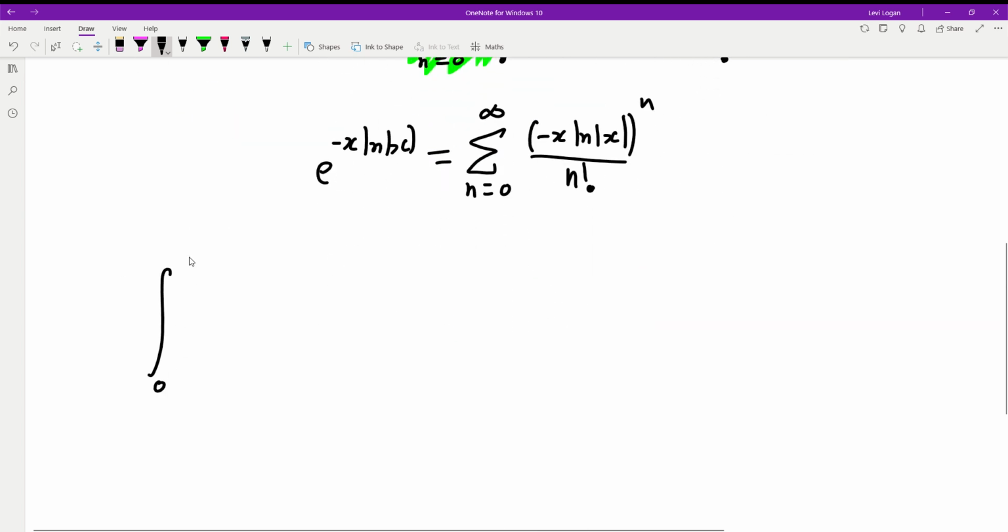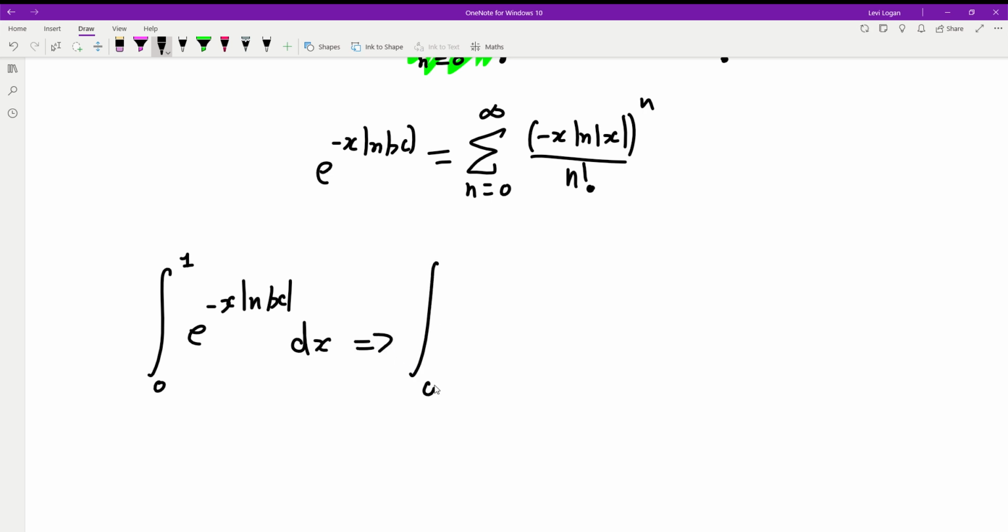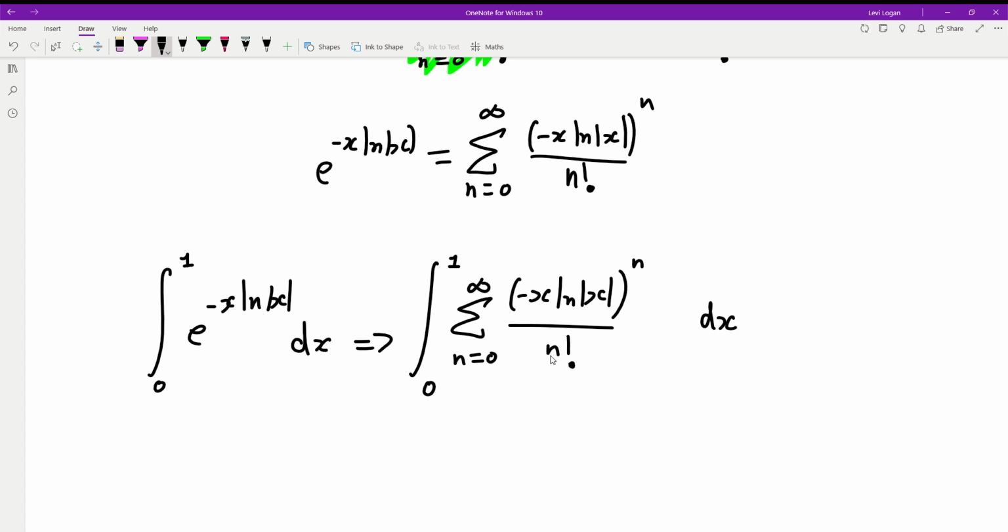So the integral of 0 to 1 of e to the negative x natural log of x dx can be written like this. The integral between 0 and 1 of the infinite discrete sum from 0 to infinity of negative x natural log of x to the power of n on n factorial dx. Now n is part of our index with our infinite sum.